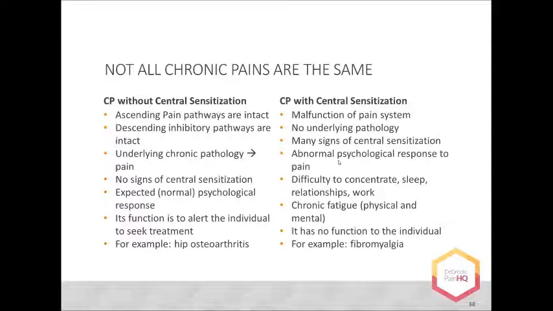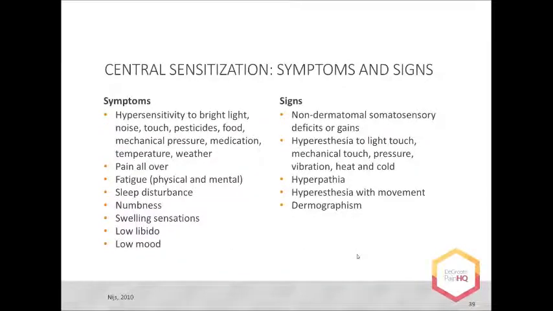And when pain activates the brain, it also activates the areas of concentration, sleep, mood, relationships. The person has chronic fatigue, both physical and mental. It's because the brain is overwhelmed. This pain is not protecting the body. It's not the alarm system that is protecting the house. It's like the alarm system that is broken. And one of the examples is fibromyalgia.